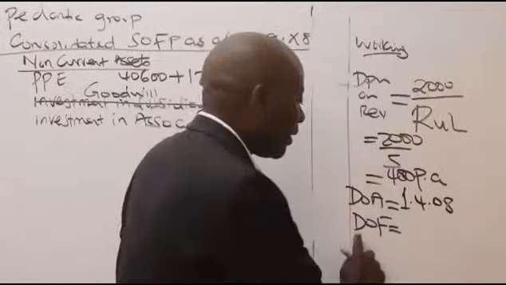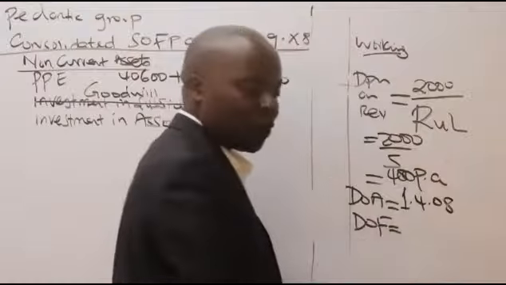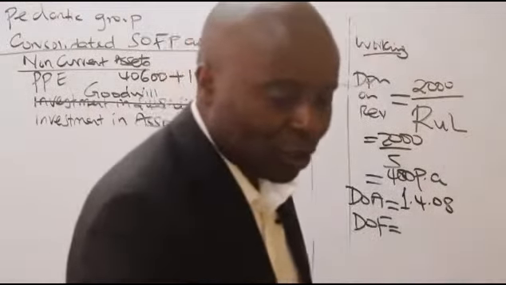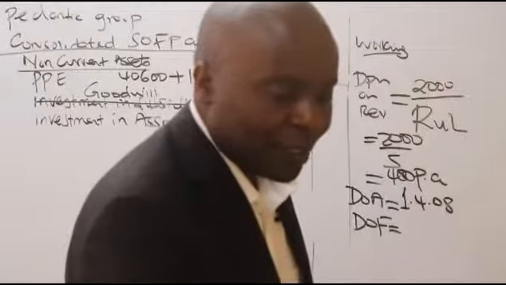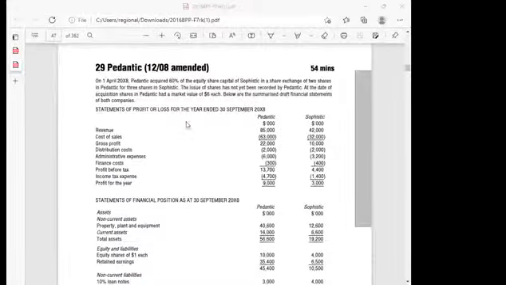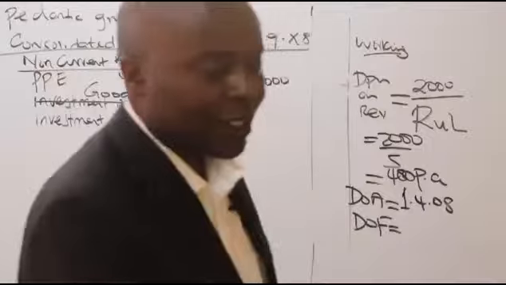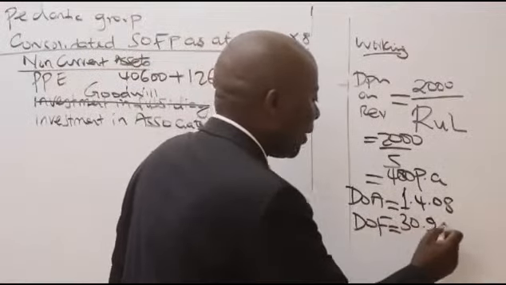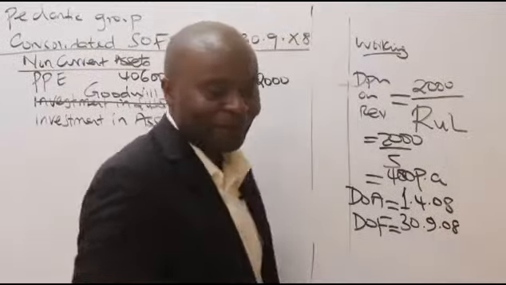And then we have the date of financial statements. The date of the financial statements that have been given to you as an auditor is here. You can see these are my financial statements, 30th September 08, 30th September 08.